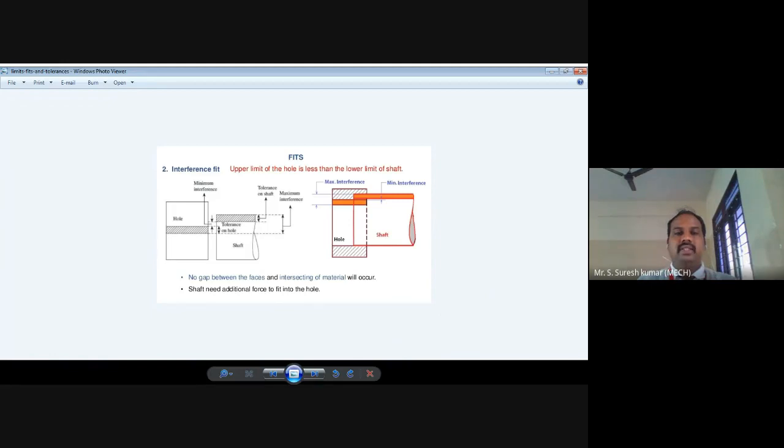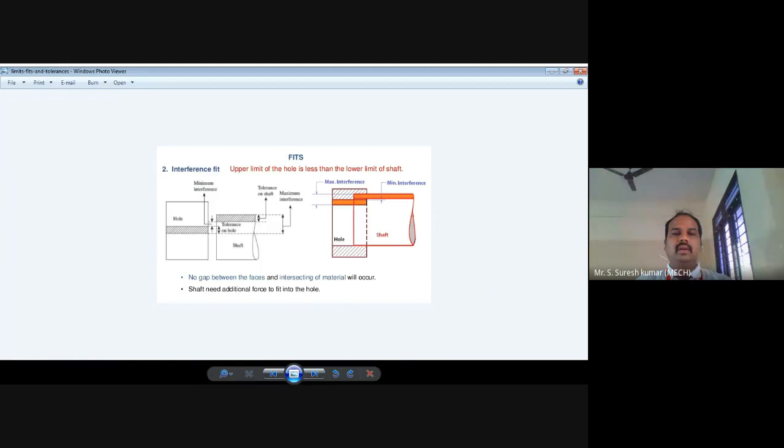The second one is interference fit. An interference fit is one having limits of size so prescribed that an interference always results when mating parts are assembled. Transition fit is one having limits of size so prescribed that either a clearance or an interference may result when mating parts are assembled.